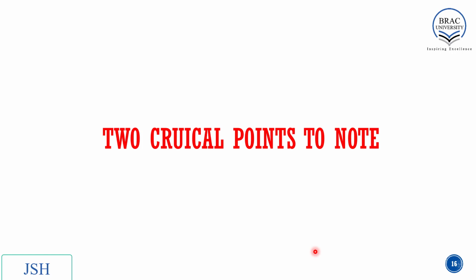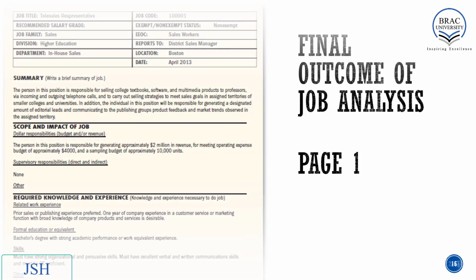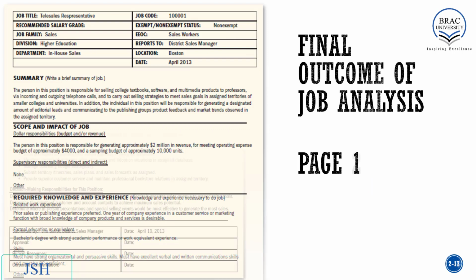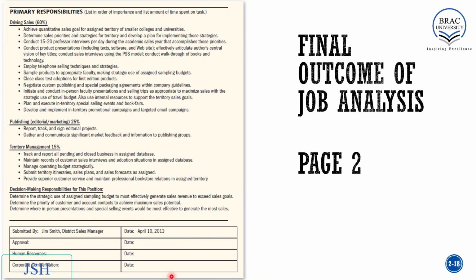Number 1. Although in the books JD and JS are two different things, in organizations, in day-to-day office work, when you join an organization, if someone asks you to prepare a job description, that means he or she is asking you to prepare both the job description and the job specification. So this full document, page 1 and page 2, together is often referred to as the JD of telesales representative or the job description of telesales representative, which also contains the job specification part.